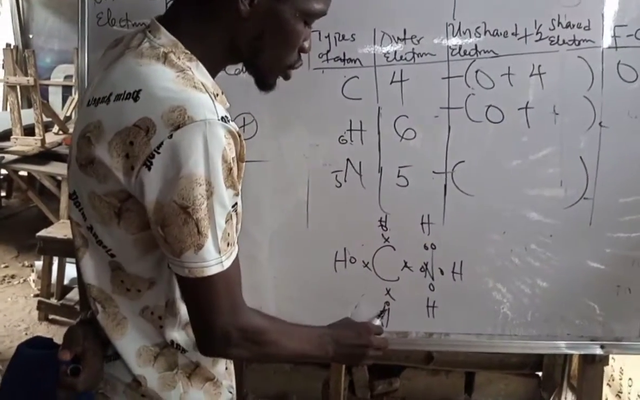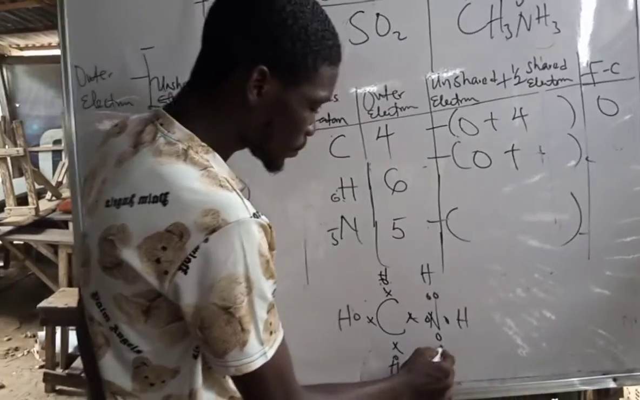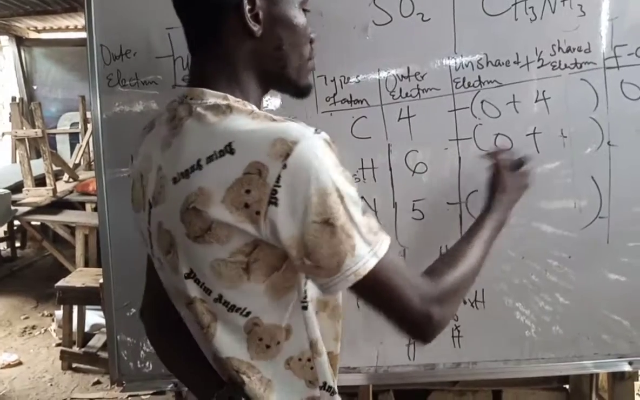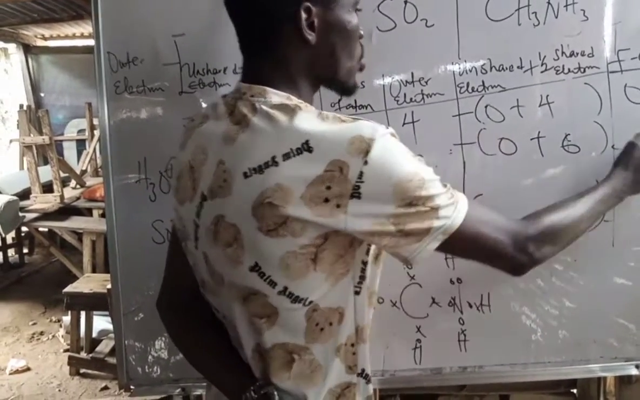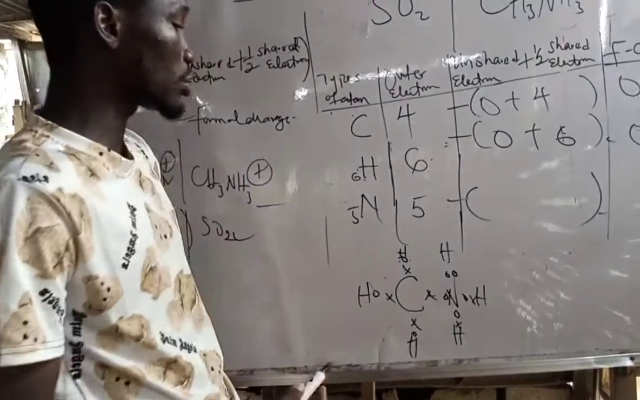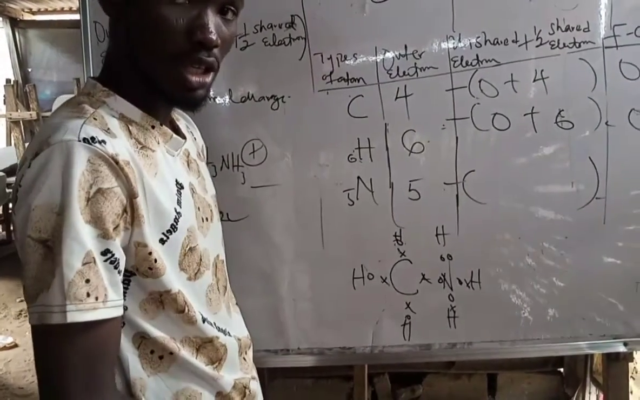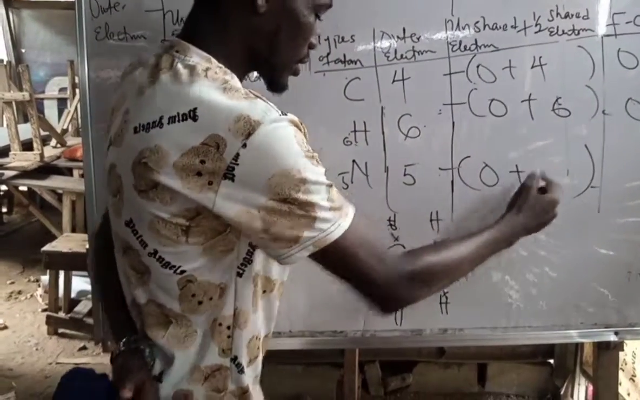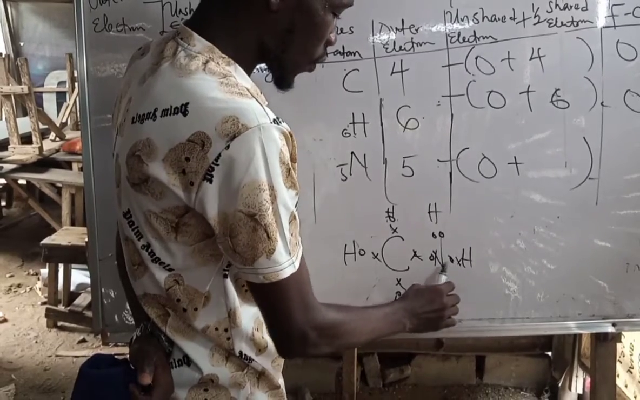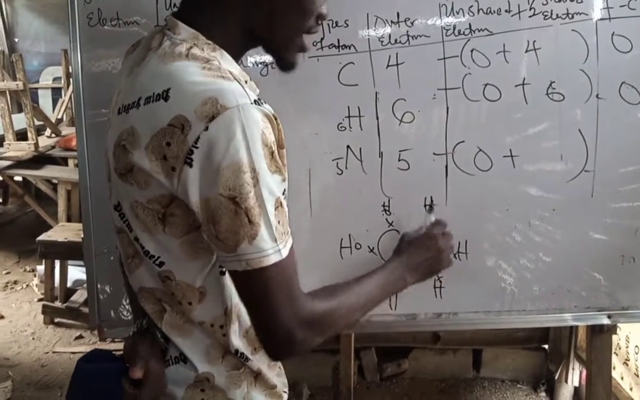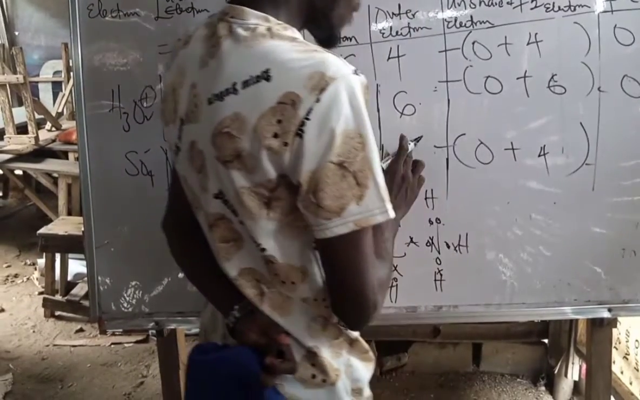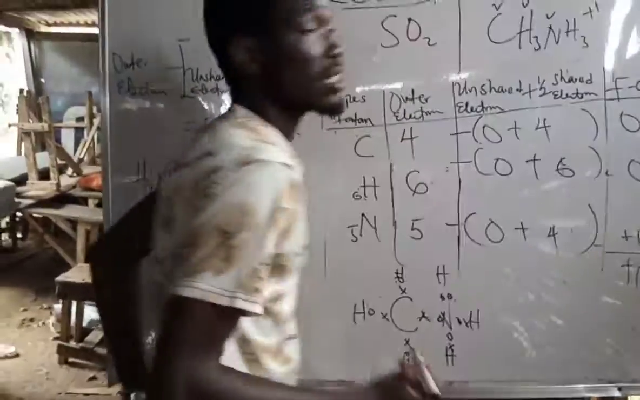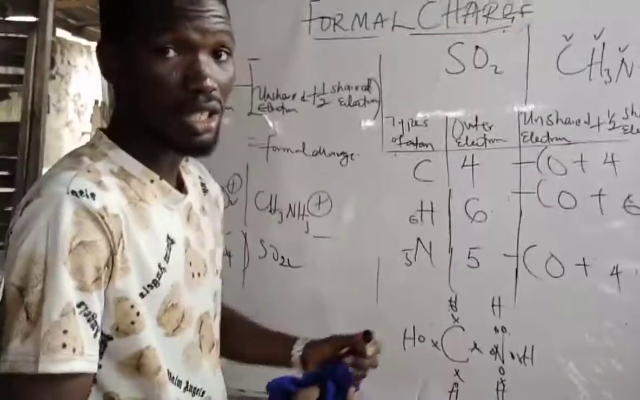So the shared is what? Let's count. 1, 2, 3, 4, 5, 6, 7, 8, 9, 10, 11, 12. So half of 12 will give me what? 6. So you can see 6 minus 6 will have what? 0. So now back to nitrogen. Unshared is how many? You can see that I have 0 here. Shared, so I said 1, 2, 3, 4, 5, 6, 7, 8. Half of 8 will give us what? 4. So 5 minus 4 we have what? Plus 1.